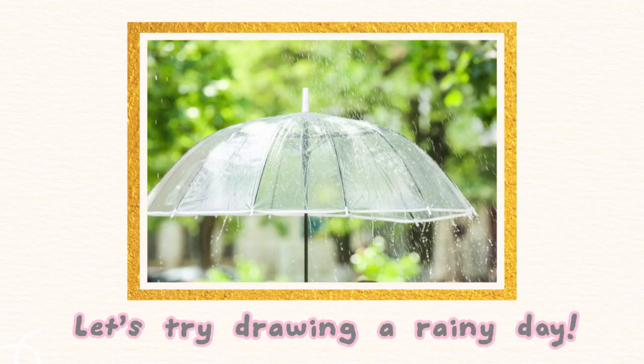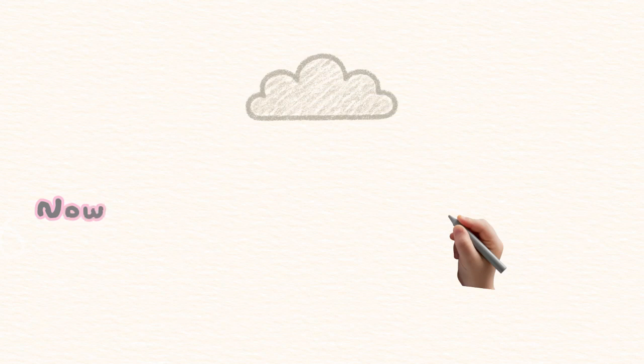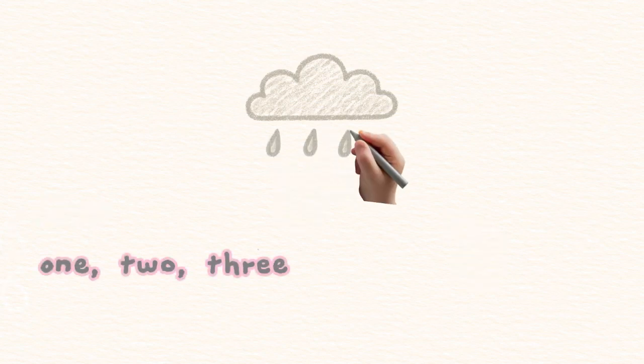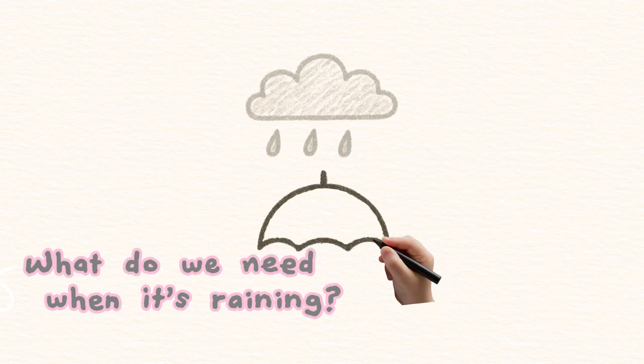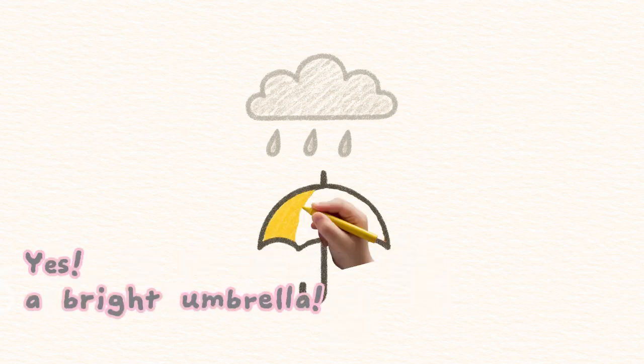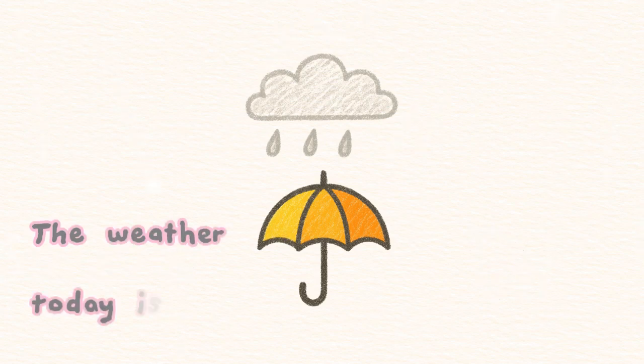Let's try drawing a rainy day. First, draw a fluffy cloud up high. Now, 1, 2, 3. Raindrops fall down. What do we need when it's raining? Yes, a bright umbrella. Yellow and orange. We did it. The weather today is rainy.